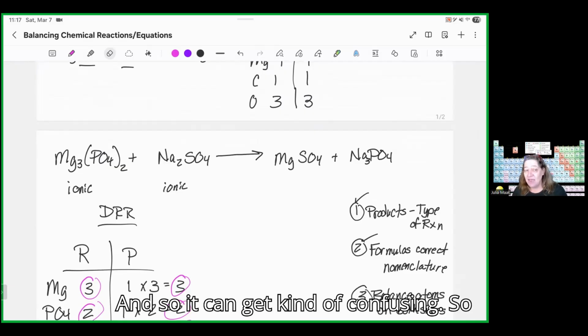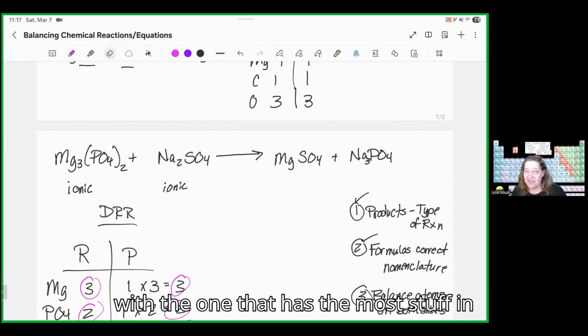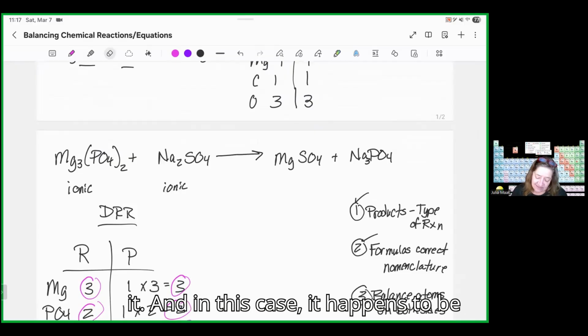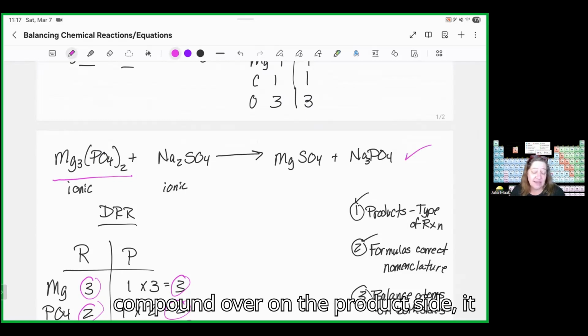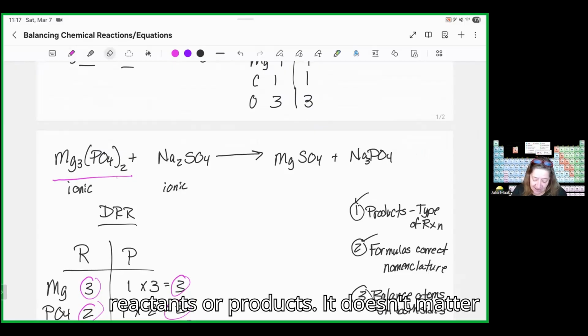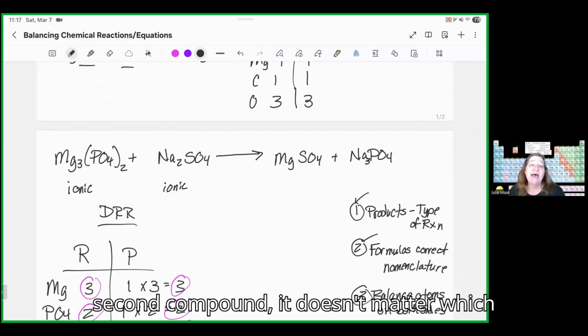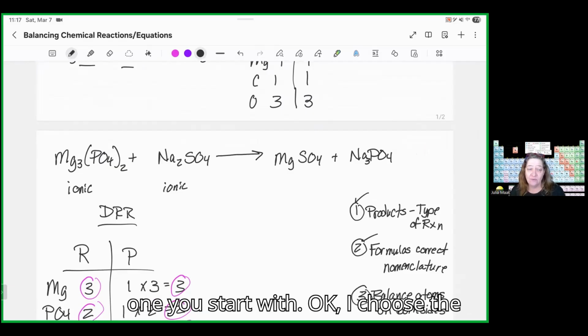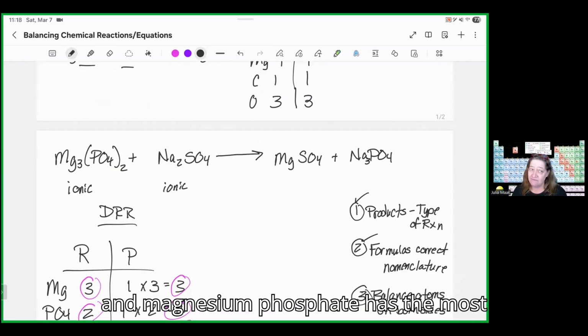So the way I balance equations is I start with the one that has the most stuff in it. And in this case, it happens to be my first compound there. It could be a compound over on the product side. It doesn't matter if you start with the reactants or products. It doesn't matter which one you start with. I choose the one that has the most stuff in it, and magnesium phosphate has the most stuff.